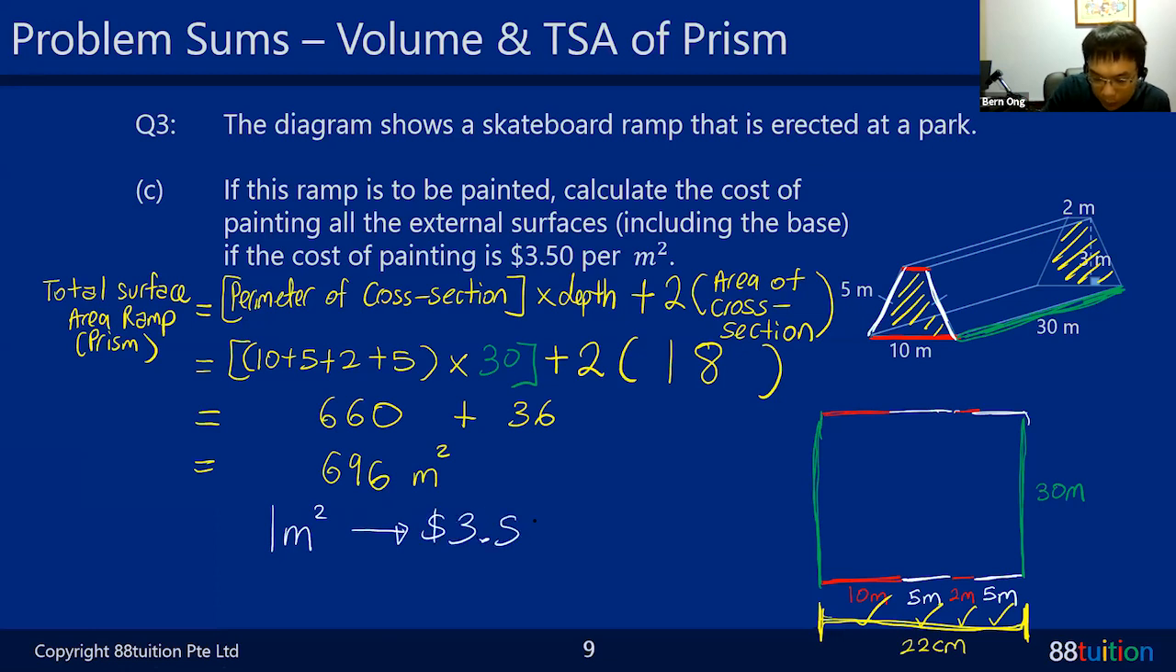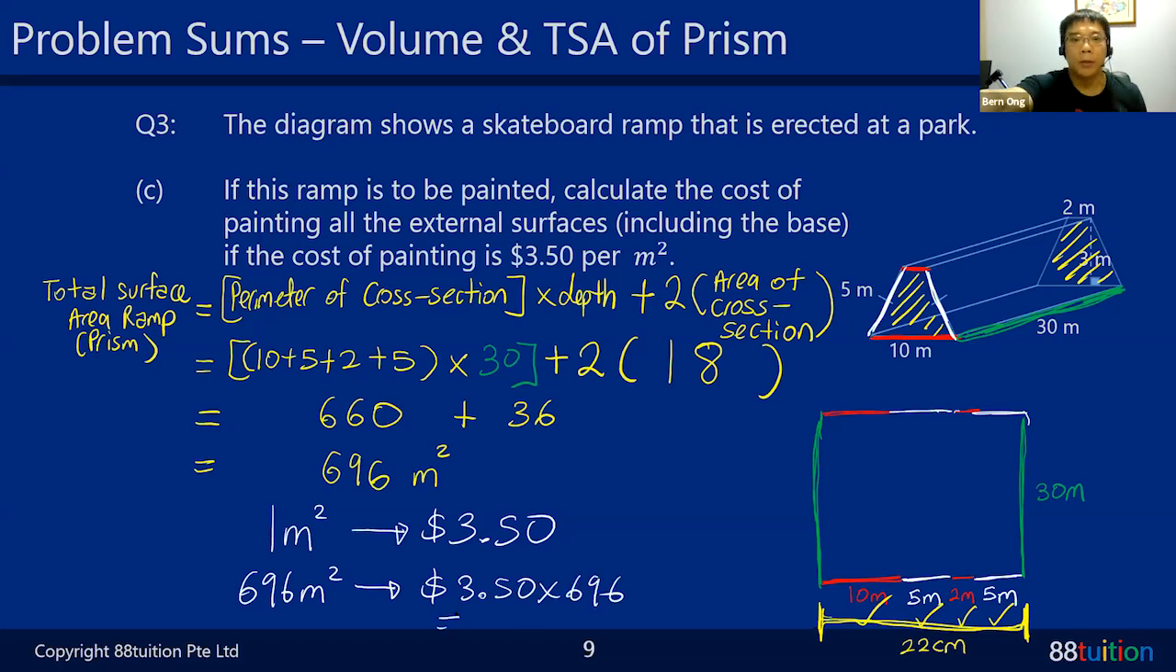You got 696 meter square. You times 696 on one side. Remember to times 696 on the other side. And your answer would be 696 times $3.50.